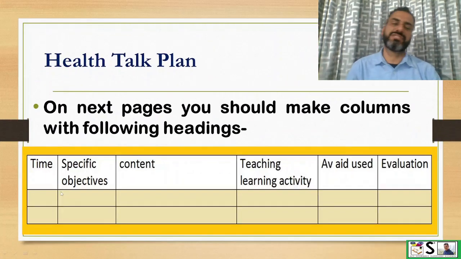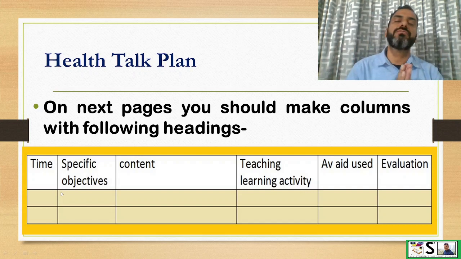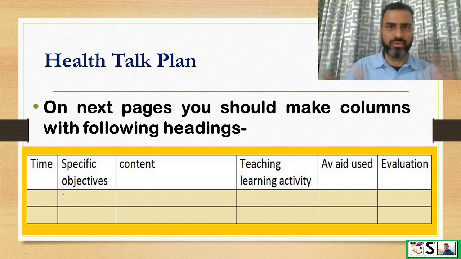Then from the next page you should make the columns. Approximately 6 columns are made. Time is very important. For every specific objective you should specify the time. Total health talk should not be more than 20 minutes. So 15 to 20 minutes are sufficient for a topic. Then you will manage your time. So here you will write time, 1 minute for specific objective introduction. Then content, you will write what you are going to speak.